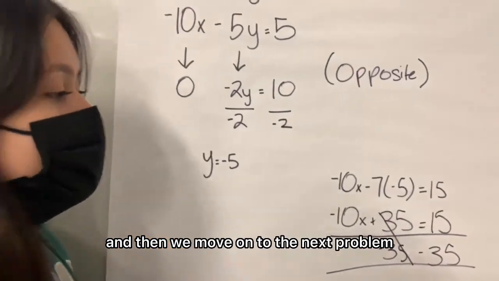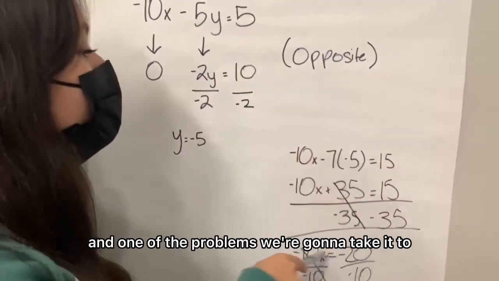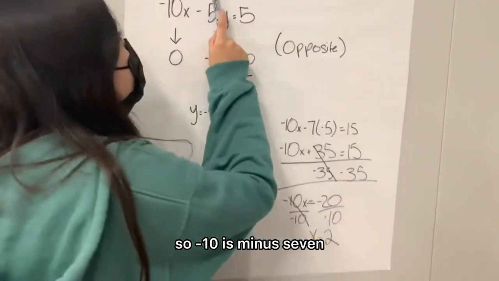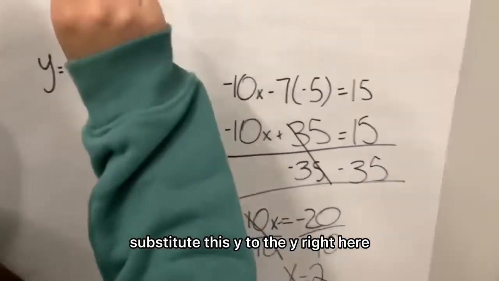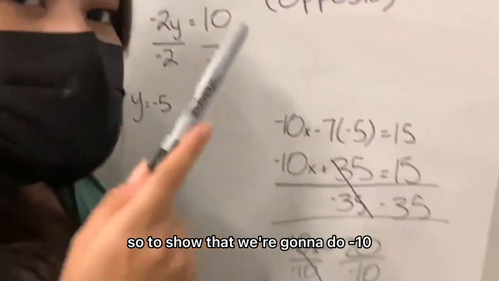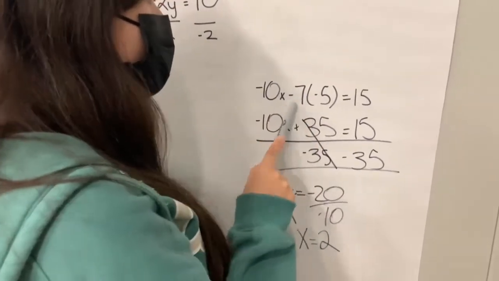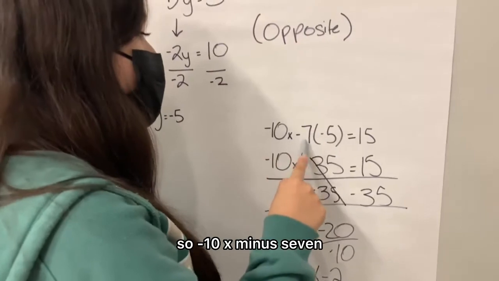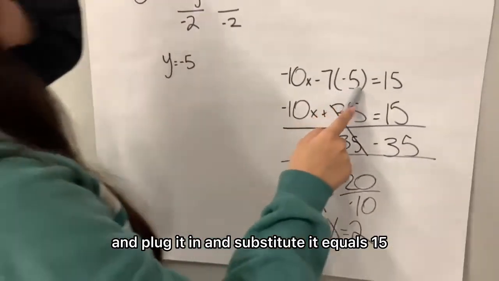And then we move on to the next problem where we're going to substitute negative 5 into one of these problems. And one of the problems we're going to substitute it to is the first one right here. So negative 10x minus 7y equals 15. We're going to substitute this y to the y right here. Okay, so negative 10x minus 7 parentheses negative 5, that's where we plug it in and substitute it, equals 15.